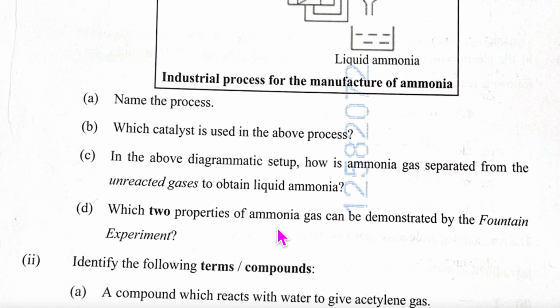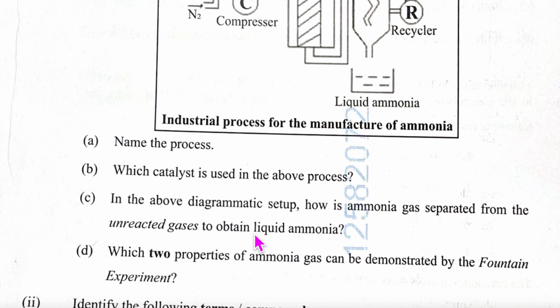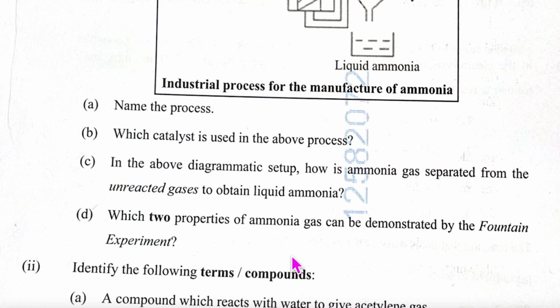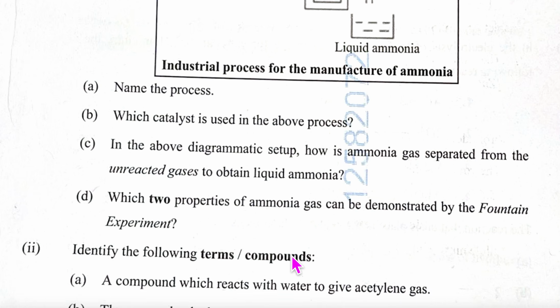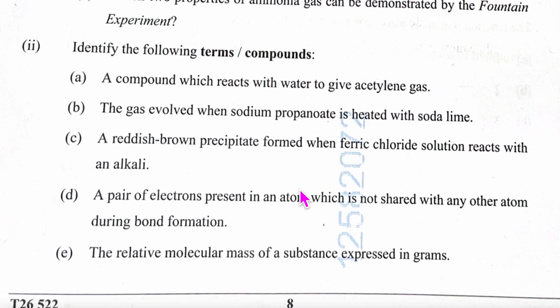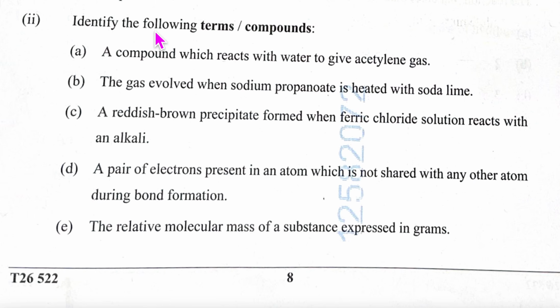Which are the 2 properties of ammonia gas that can be demonstrated by the fountain experiment? Number 1 property: it is highly soluble in water, 1 volume of water dissolves 702 volumes of ammonia gas. And the second one is the basic nature, because it turns neutral litmus solution into a blue colored jet. Okay, so that is your 4 mark question. 4 is done. Let us come to the second one.